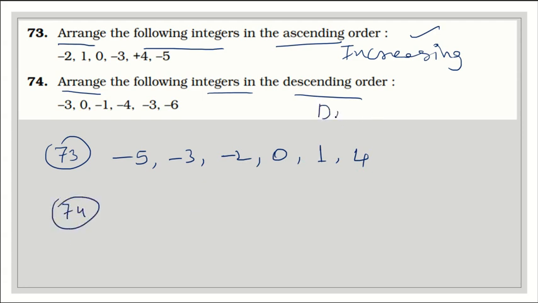Whereas in the 74th, descending order is nothing but decreasing order. Decreasing order means big to small. So I have to look for the big one. So here we have minus 1, 0, minus 3, minus 1, minus 4, minus 3, minus 6. Amongst them 0 is the only bigger number. The rest of them are negative numbers. So 0 is the biggest number amongst them. Next, minus 1. Then minus 3, repeated twice, so we will write one after the other. And then minus 6. So this is descending order.